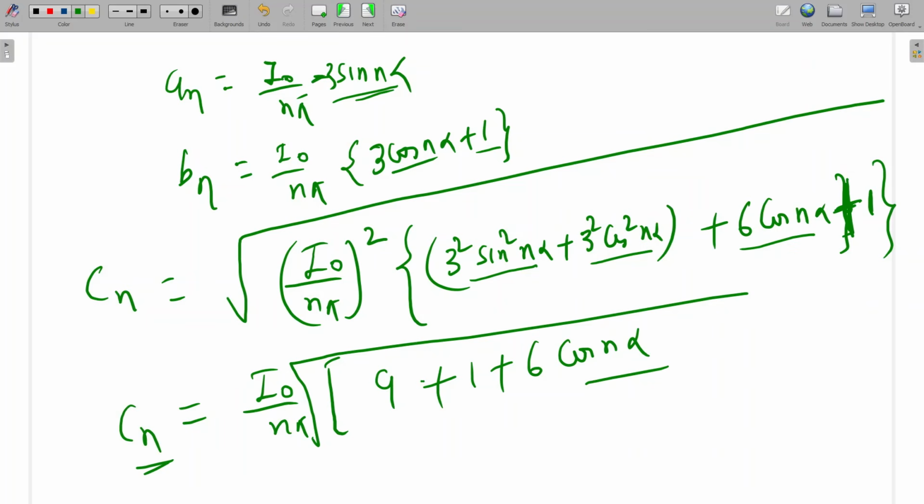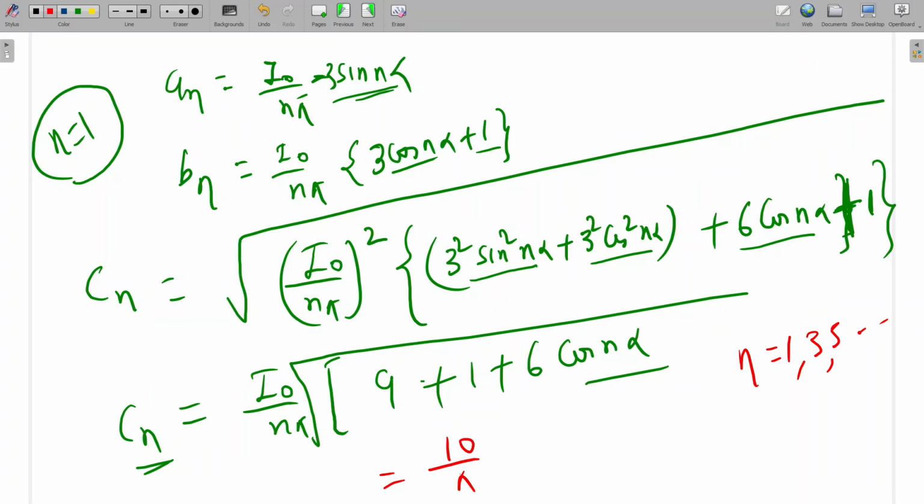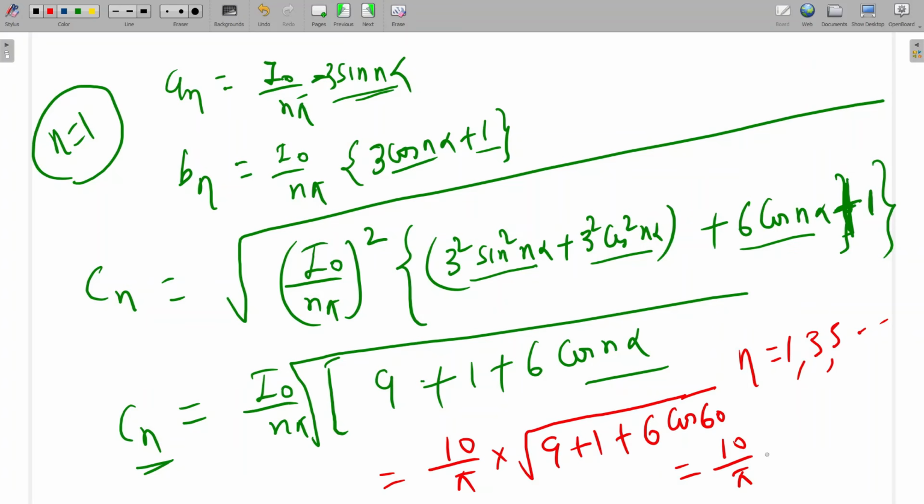So Cn is the peak value of the fundamental source current. If we put n equal to 1, that will be the peak value of the fundamental source current. This equation is valid only for n equal to 1, 3, 5 and so on. So I am calculating for n equal to 1. It will be 10 upon pi into the square root of 9 plus 1 plus 6 cos alpha. What is the value of alpha? Cos 60. Okay, so it will be 10 upon pi into the root of 9 plus 1, 10, plus 6 by 2, 3.